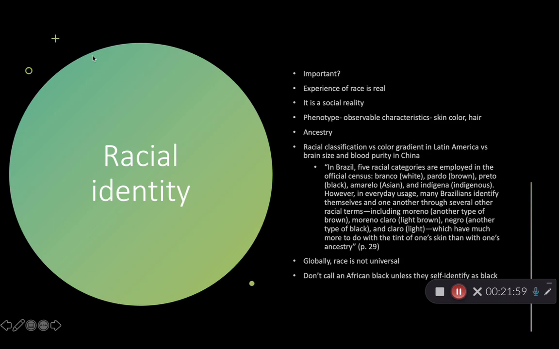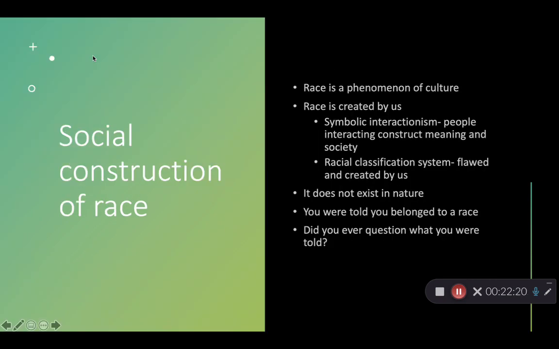They have something called the color gradient. It's just about how white you are. In China, it's about blood purity and brain size. I can't even begin to get into the biology to try to understand how they have come up with that classification. Globally, race is not universal. Again, someone who's African doesn't know they're black until they come to America, so do not call an African black unless they self-identify as black.